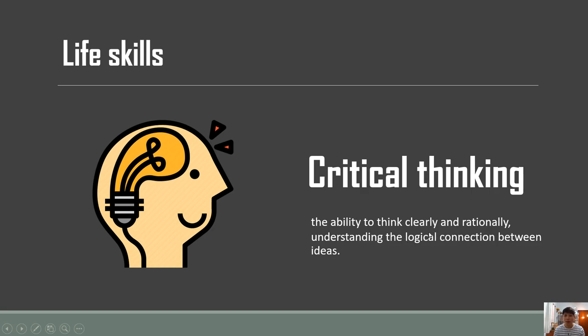The word logical comes from the word logic. That means you have to be able to think according to what it should be, okay? Not from your emotion, but from all the factors, all the things that it can be. And also for critical thinking, it's not just thinking from what you see, but you have to go deep down into what it really means. Okay, that is a very important point for critical thinking.